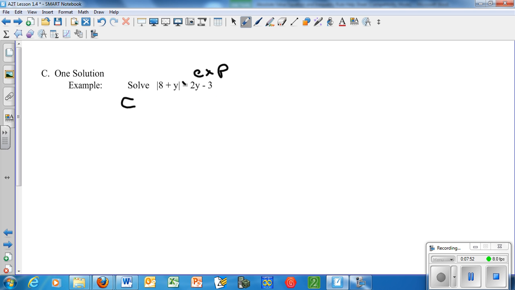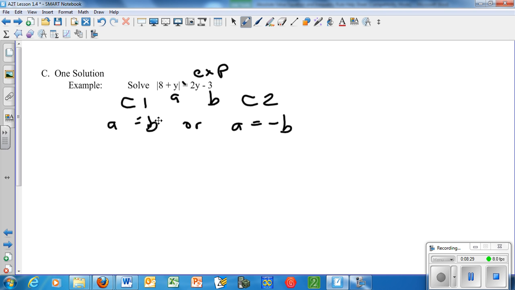So we do case 1 or case 2. So this is our A right here. This is our B. So A is what's inside absolute value. It's the expression. So case 1 says A is equal to B, or case 2 says A could equal the opposite of B.